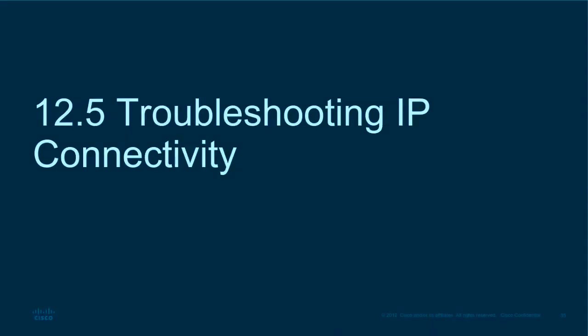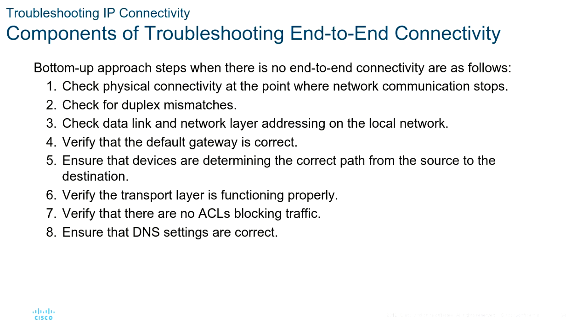Okay, now let's look at IP connectivity. Bottom-up steps to the physical layer. So check physical connectivity at the point where network communication stops. How did I determine where network communication stops? I ran traceroute, and it told me there was a break between router 1 and router 2. Restore that if needed. Check for duplex mismatches.